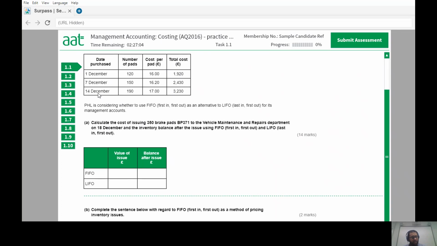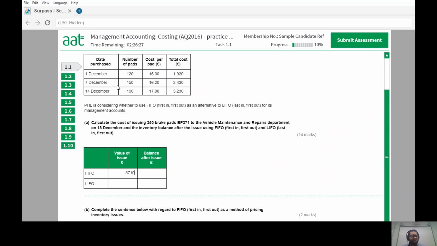We already know the value of the receipts, all pre-set up there, and you need to multiply 80 by 17 pounds. So you should be able to get how much inventory we're going to be using from the receipt of 14th of December. So let's see that now. 80 multiplied by 17, that is going to be 1,360, plus the other inventories there, plus that one and that one. That gives me a total value of inventory of 5,710.